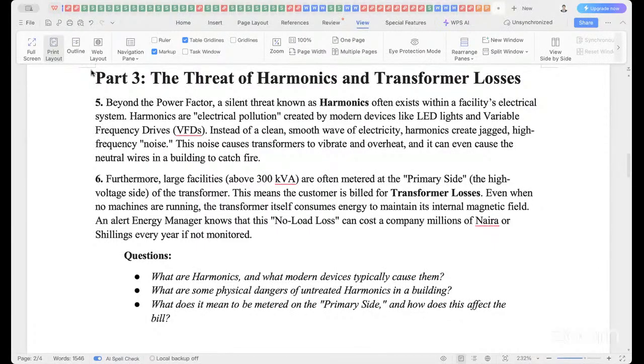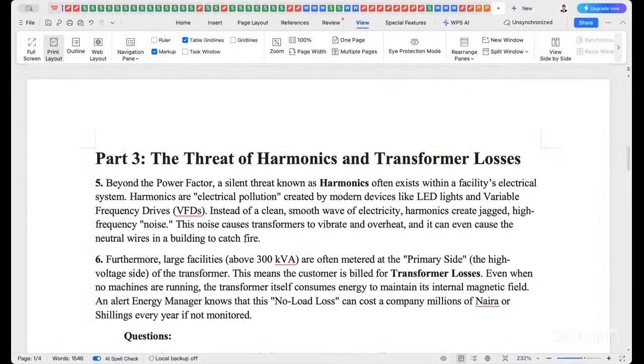Morning. So, from my understanding, harmonics are electrical pollution. Good. Thank you. Kali, I don't know if I answer Hali. Please unmute yourself. If I'm pronouncing it well, if I'm not, I'm sorry. Okay. Harmonics are electrical pollutions, and they are created by LED lights and variable frequency devices, VFDs, which is there in the slide. Yes, sir. Thank you very much.